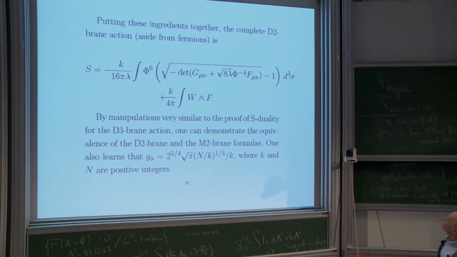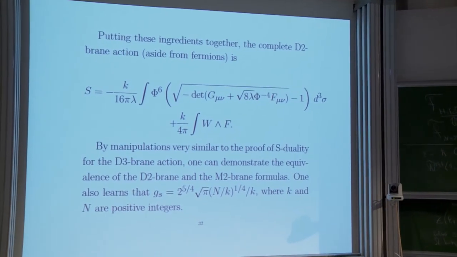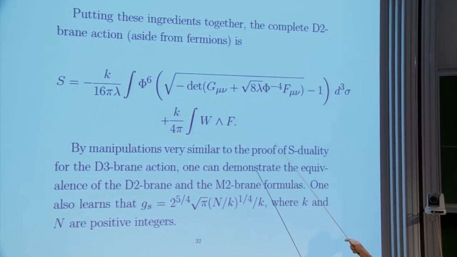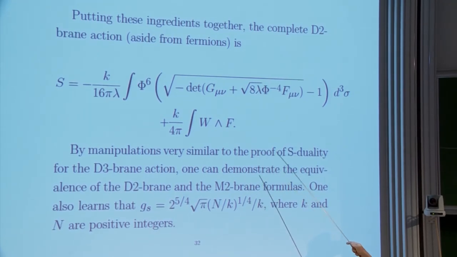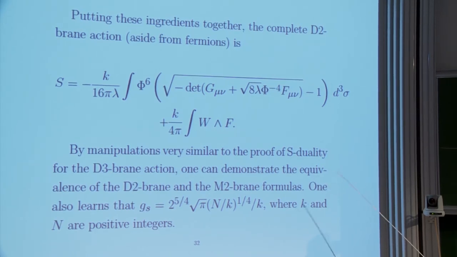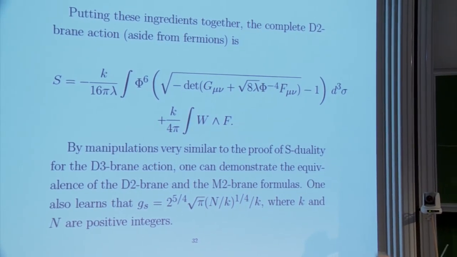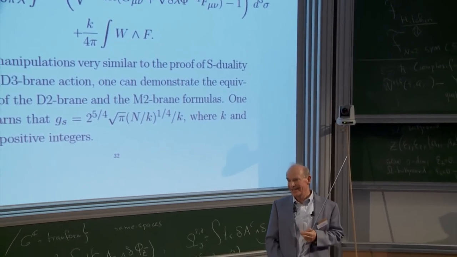So putting these ingredients together, the complete D2 brane action, aside from fermions, is given by this formula. Here, the g mu nu, which was on some previous slides, incorporates the 7 scalar fields. And here's the U(1) gauge field. So by the time we go to static gauge, this will have the field content of super-Yang-Mills theory in 3 dimensions. It's surprising that you would find that in a theory that has no scale in it. Because you say, what about the kinetic term of F? The integral of F squared has the wrong dimension. Well, you don't get the integral of F squared, you get the integral of phi to the minus 2 times F squared, which has dimension 3.